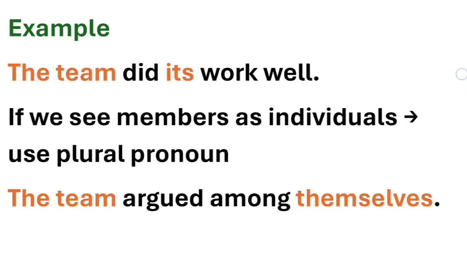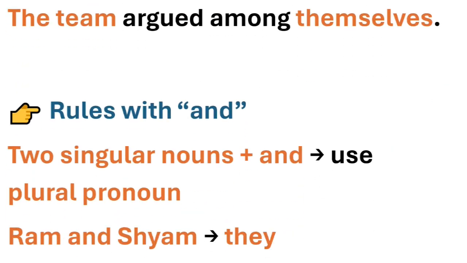Now if we see members as individuals, we have to use a plural pronoun. So again, that cricket team, we are considering the 11 members as individuals, we'll use a plural pronoun for them. So for example: the team argued among themselves. Now when we're talking about the team, it means 11 players, and each one of them we are considering as one single member. So there are a total of 11 members. So they have become plural now, and for that we'll use a plural pronoun as well. Hence themselves has been used over here, which is plural. The team argued among themselves.